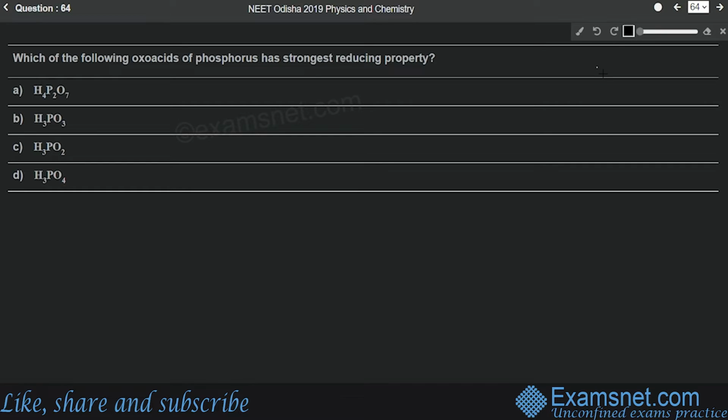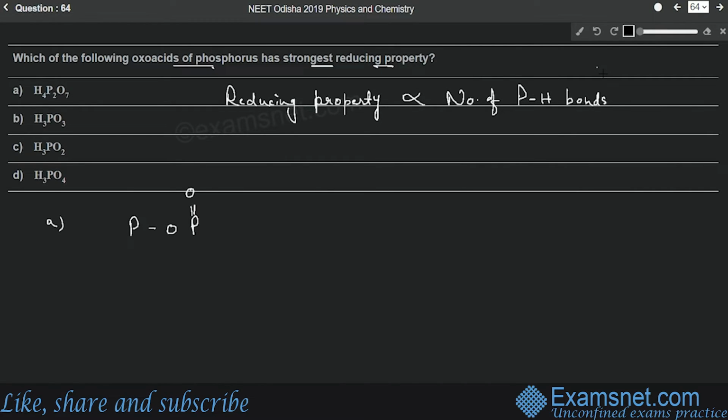Question number 64 is again from the P block elements, and the question is, which of the following oxoacids of phosphorus has the strongest reducing property? Okay, so we know that the reducing property of the oxoacids of phosphorus is directly proportional to the number of P-H bonds. Okay, that means the more the number of P-H bonds, the more will be the reducing power. So let's check one by one. First one is H4P2O7. Okay, so here two phosphorus are joined by one oxygen first. Okay, then both the phosphorus have one double bond oxygen and the rest will be OH bonds. Okay, so OH, OH, OH and one more OH. So is there any phosphorus hydrogen bond here? No. So no phosphorus hydrogen bond is there.